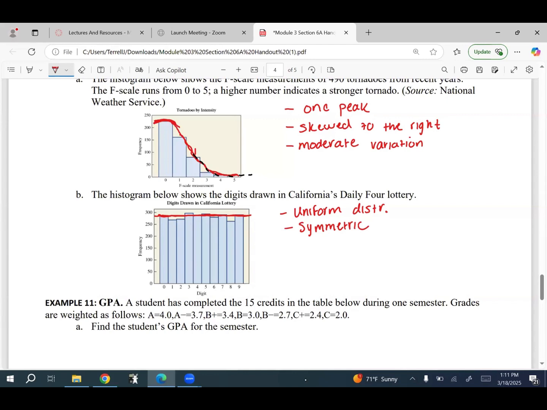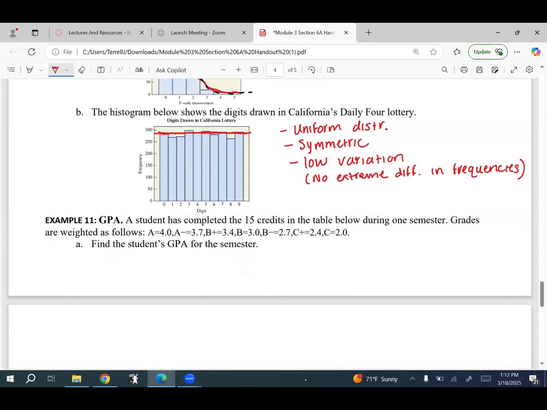And so because it's uniform and symmetric, there is very low variation here. There are no extreme differences in the frequencies. So we would say this is a low variation. And I'll write Y here. No extreme difference in frequencies. This will always be the case for uniform distribution. There will be very low variation.